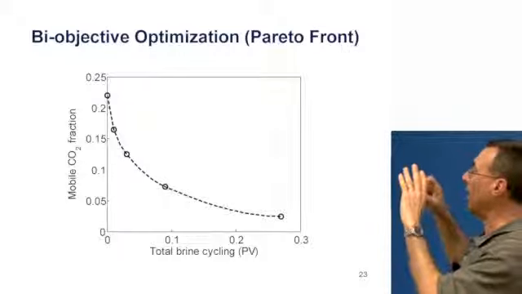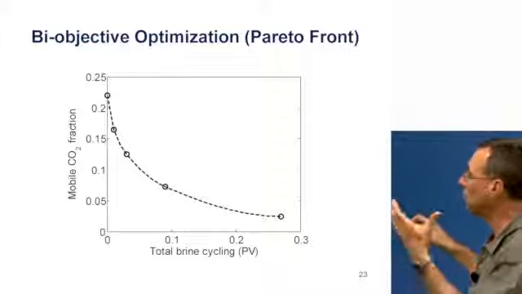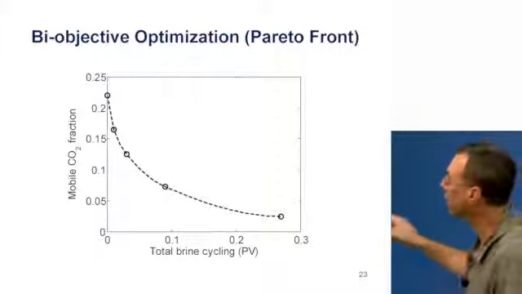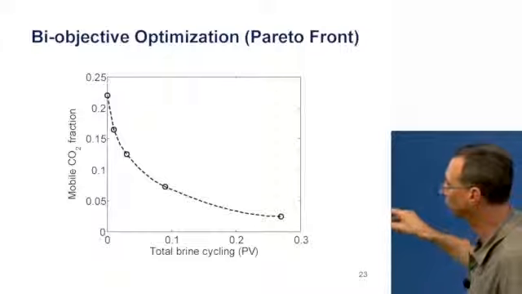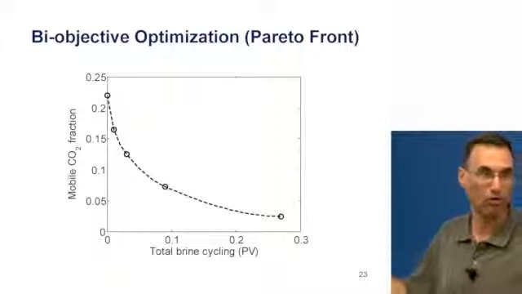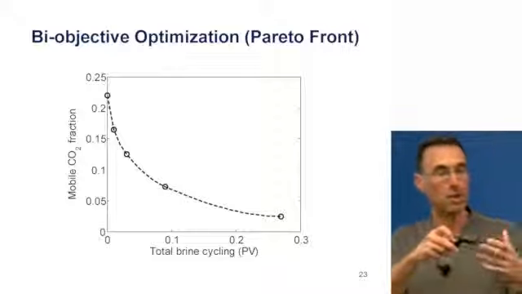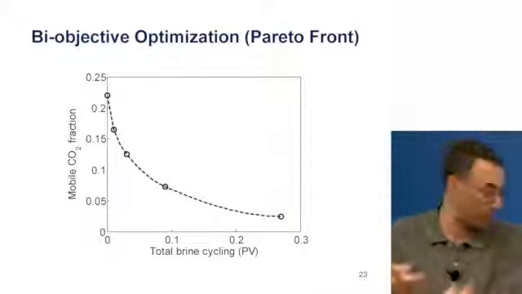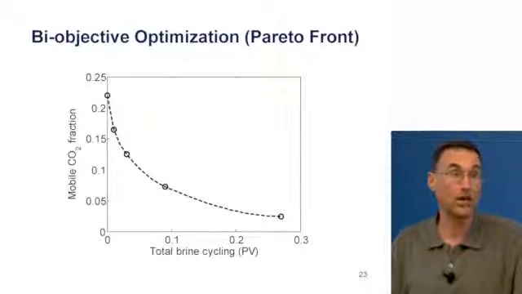If we do brine cycling, then I'm out on the curve. So let's say you decide, well, I really want 0.1 mobile CO2, that's the most I can live with. What this says is that the minimum amount of brine you would need to inject is, whatever this is, like 0.07 pore volumes or whatever that comes down to. So it gives you the trade-off between cost in order to reduce your risk. And this is what a decision maker is going to have to decide, or we as a society are going to have to decide.